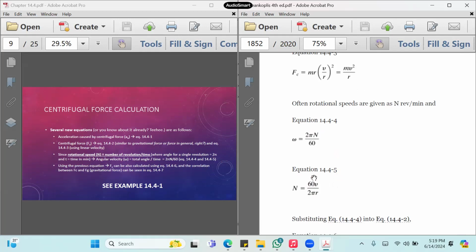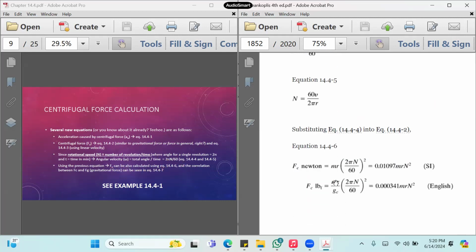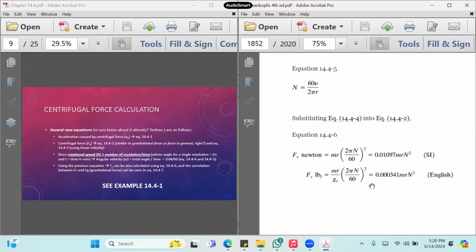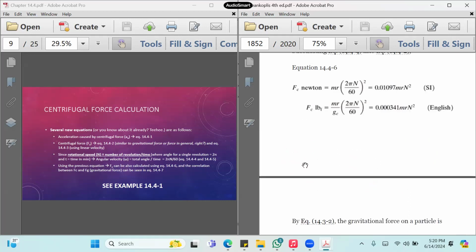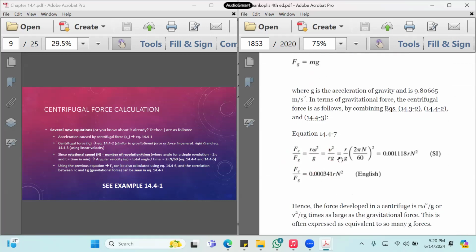Now, using the previous equations from 1 to 5, FC can also be calculated using equation 6. And for the correlation between the centrifugal force and the gravitational force, to know how many folds the centrifugal force can increase the speed or the terminal velocity of the particle as compared to the gravitational force, we can use equation 7. This is the correlation between FC and FG.